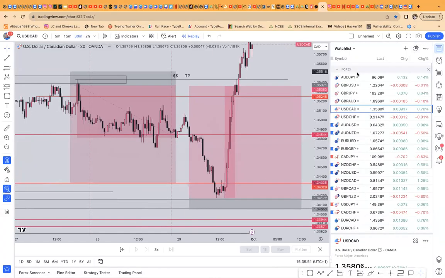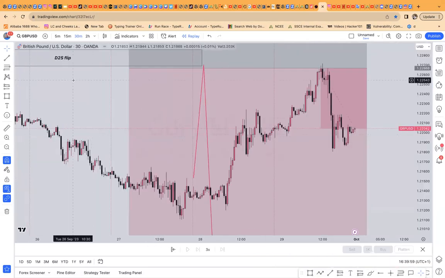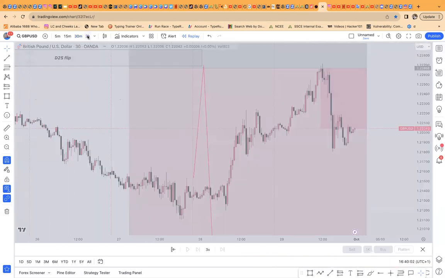Look at GBP USD. All right, this is GBP USD, and I'm going to 2 hours time frame.